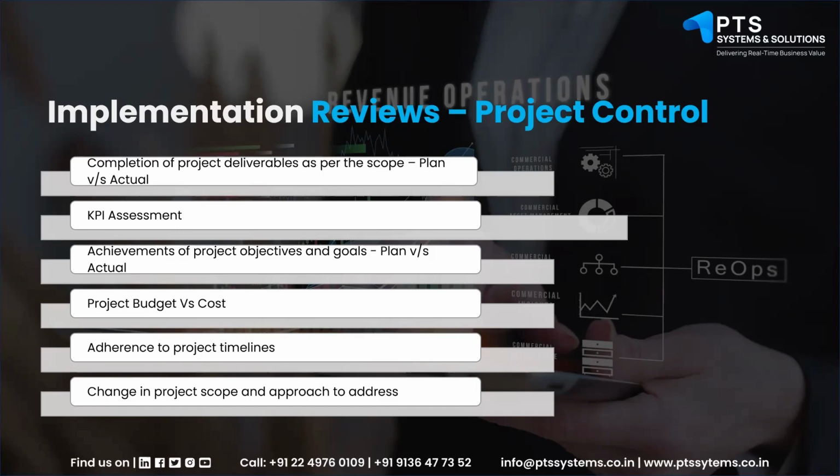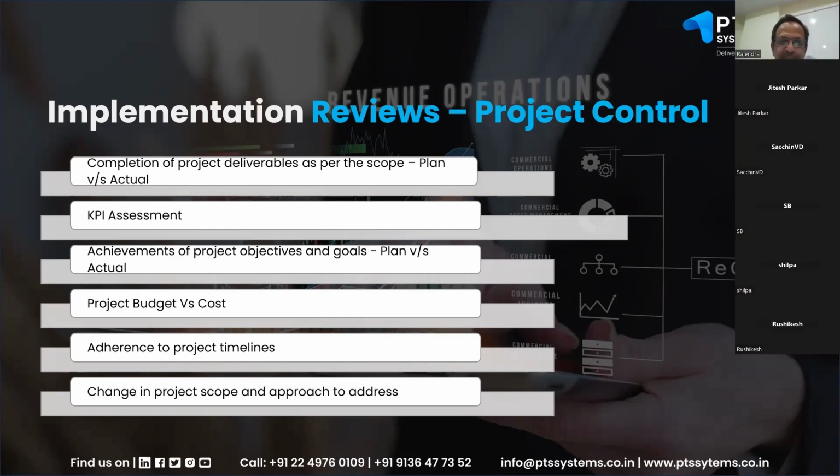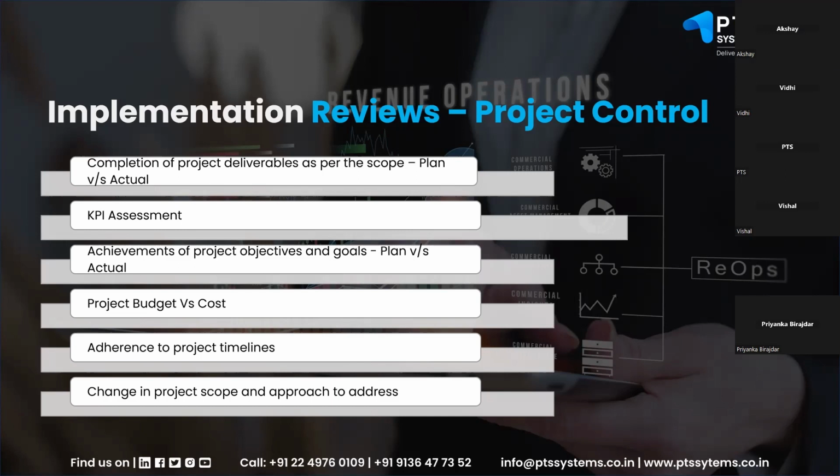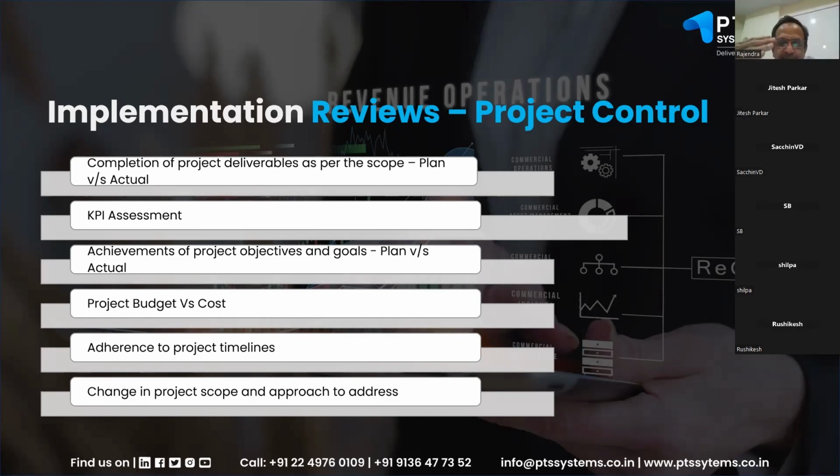Then all those people should come together and discuss what has been achieved as far as that particular date or period is concerned. That is the completion of project deliverables as per the scope: whether the scope that was defined at the beginning of the project, whether the project deliverables are achieved or not. So that is plan versus actual. I'm calling it the project control process because there you are assessing what was my plan, and against that plan what has been achieved.